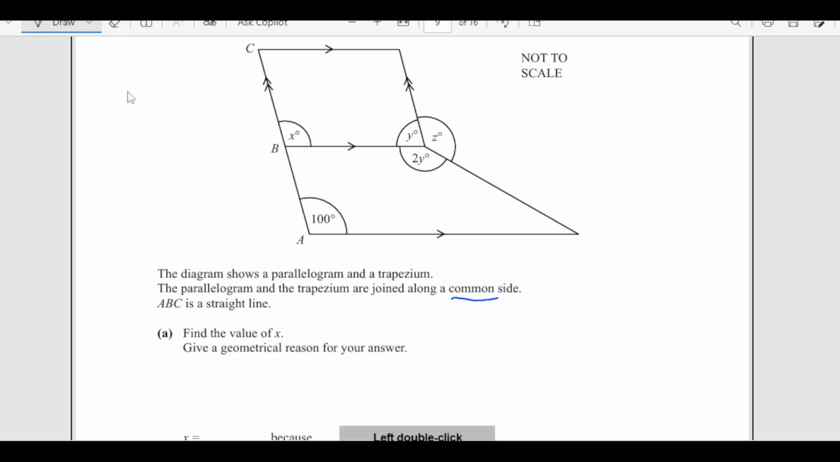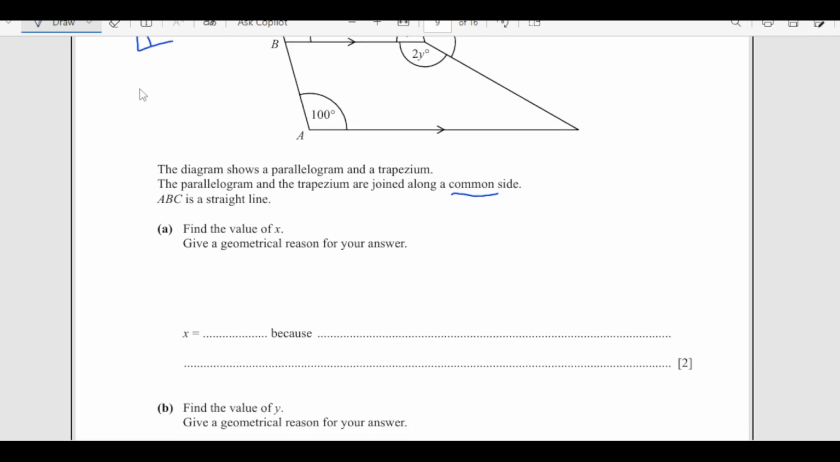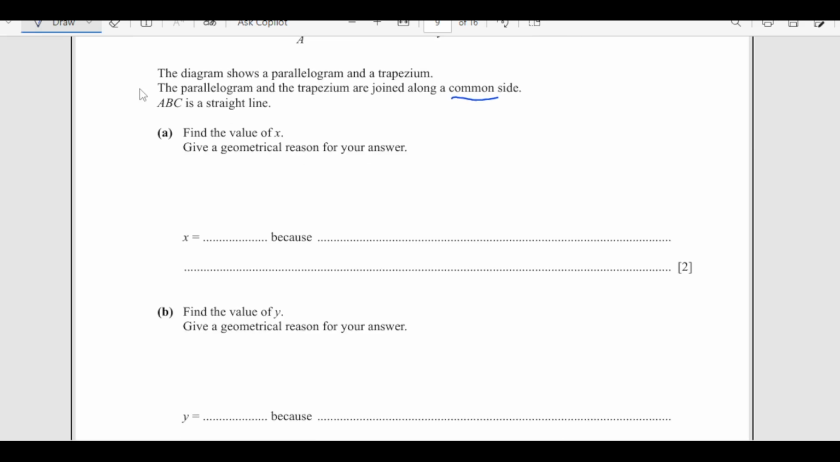As you see, we have this kind of line here, right? It's this F shape. So these two angles are called corresponding angles and they are equal. So we are going to write down here: x is equal to 100 degrees because they are corresponding angles. Right? It is a 2 marks question if you are writing two things there.